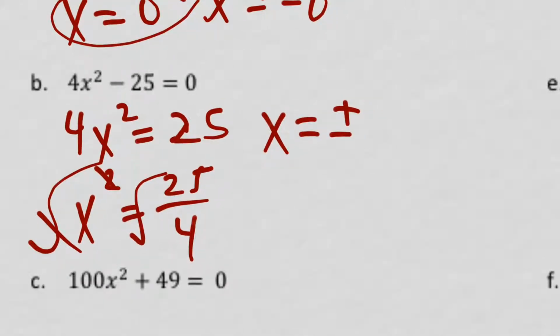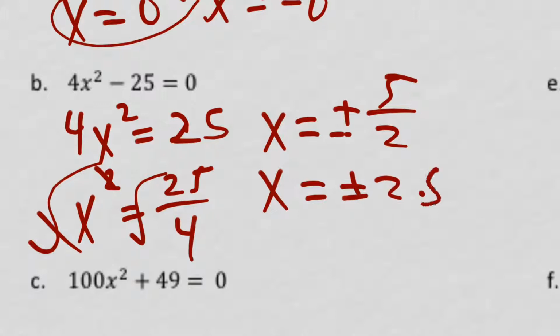Now when you square root it, you have plus or minus. Oh, we didn't talk about plus or minus. This just means a positive version and a negative version. That's all that means. But you have plus and minus 5 divided by 2, or if you plugged it in a calculator, 2.5.